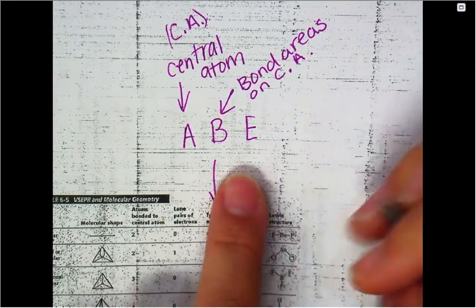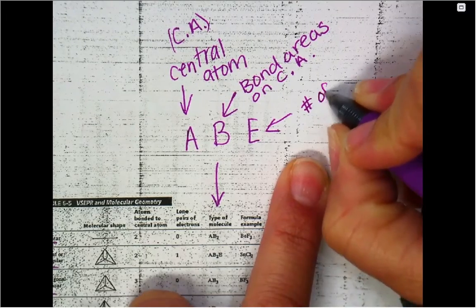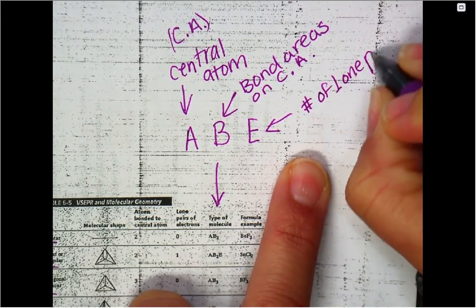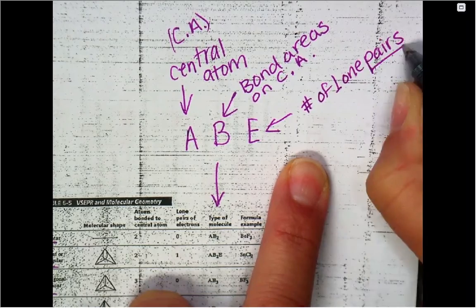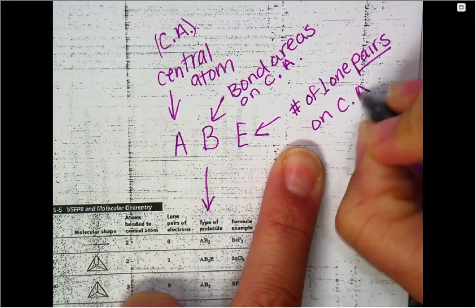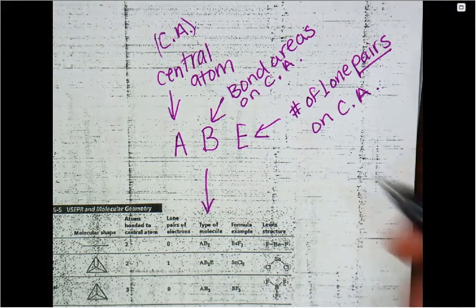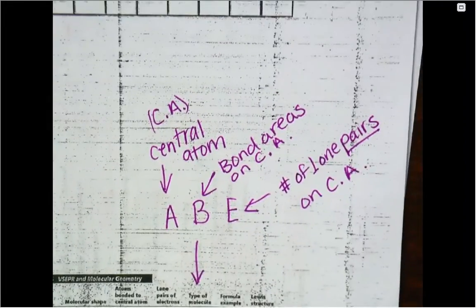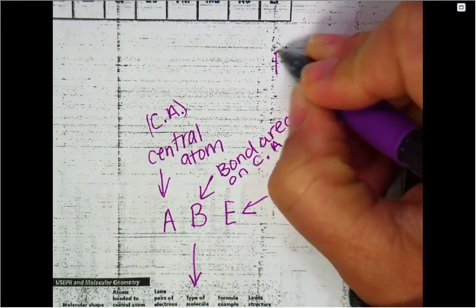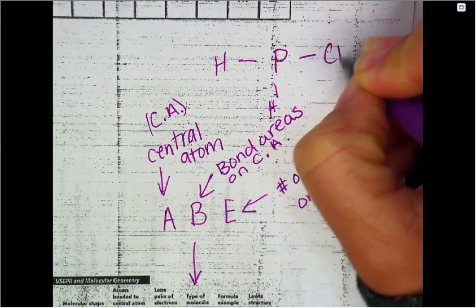All right. E. E is number of lone pairs. So pairs, not electrons. Number of lone pairs on central atom. So everything is related to that central atom. Okay? So the one that we just drew, right? We had, I'll just put mine up here. You guys can look at your chart with me. P, and then we had H, H, Cl.